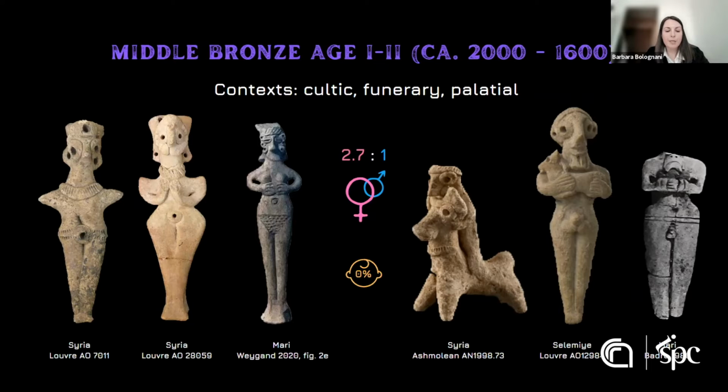Marchetti has also estimated that in other Syrian sites, their average ratio between female and male subjects is 2.7 to 1. Namely, female figurines are more than twice as many as male ones. Another interesting data point is the total absence of children, which is quite bizarre considering that the Middle Bronze Age was probably one of the most prolific periods for coroplastic production.